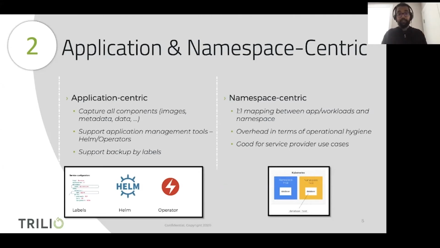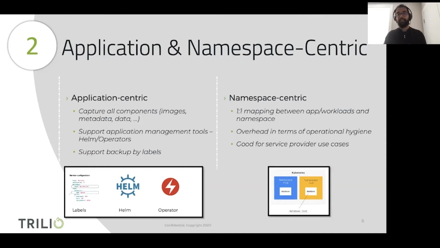The next point here is labels. Labels are becoming extremely popular for managing and tagging different aspects or different similarly related services within Kubernetes. So supporting backup by labels is also an important aspect of any data protection solution. Similarly, like applications, you may want to have namespace-based protection as well.